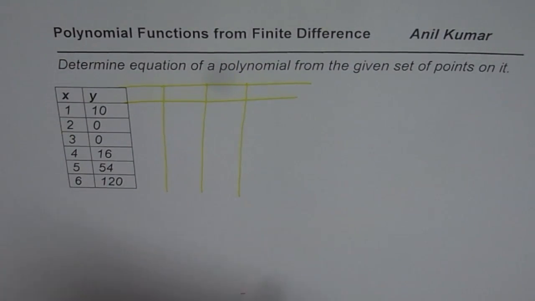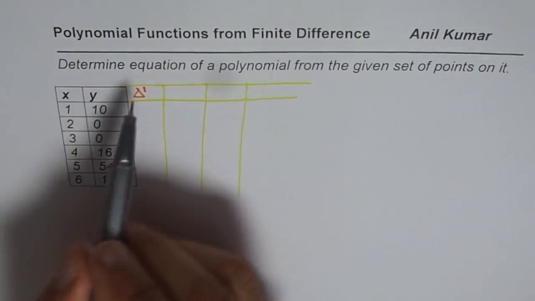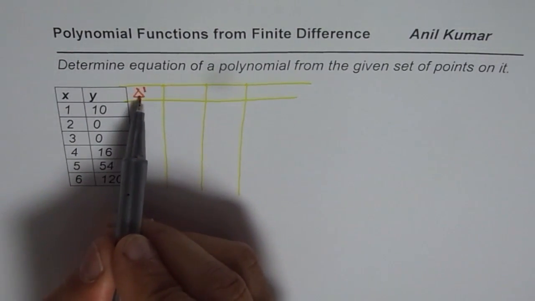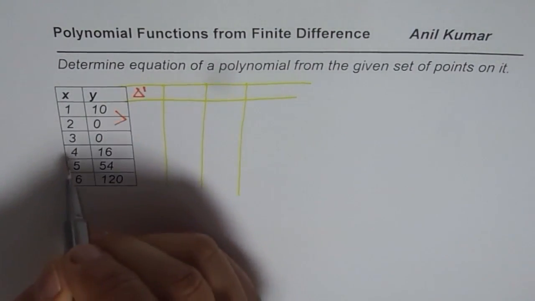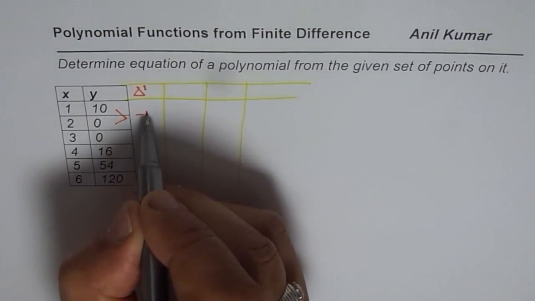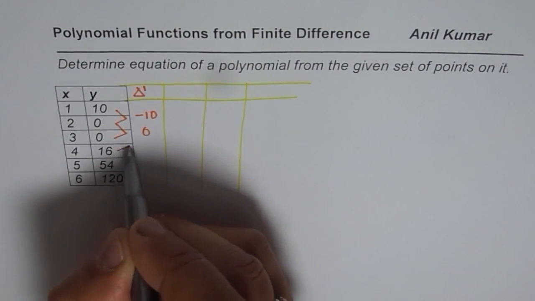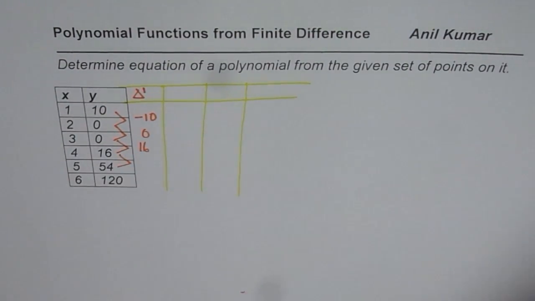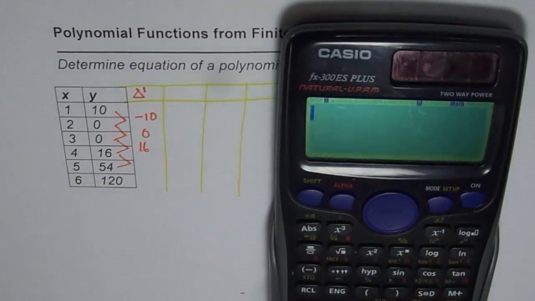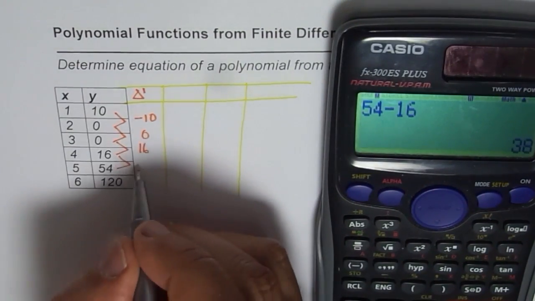Okay, so let's begin with the first finite difference. If it is constant, it will be degree 1. That is the first finite difference. It really means y2 minus y1. 0 minus 10, of course, is minus 10. Now 0 minus 0 is 0. 16 minus 0 is 16. 54 minus 16, I'll have to check with the calculator. Okay, 54 minus 16 is equal to 38.